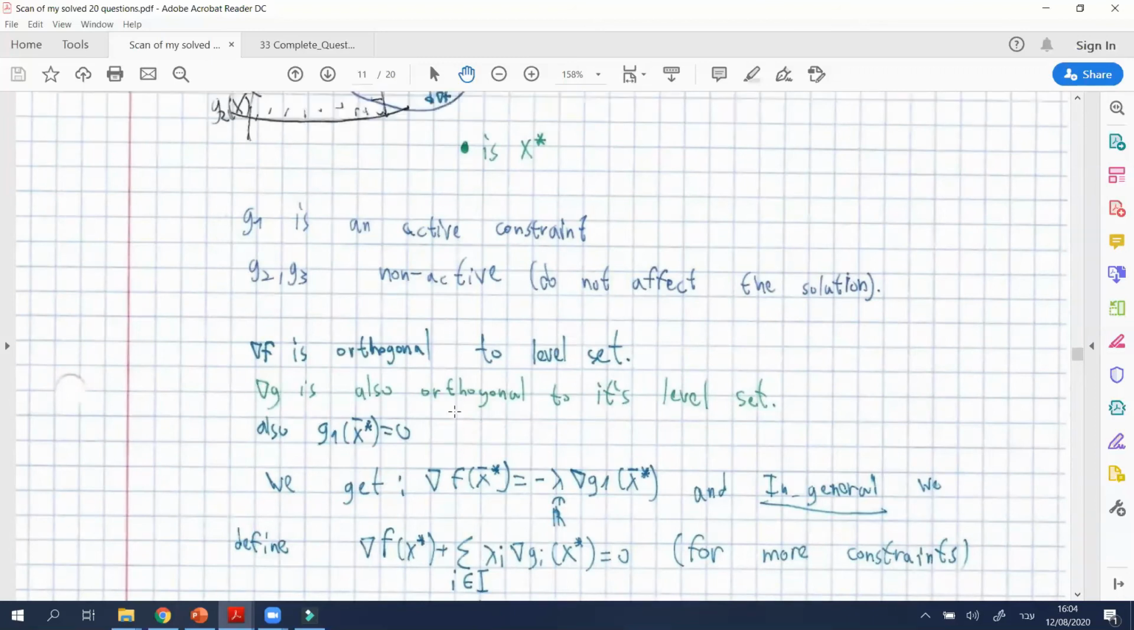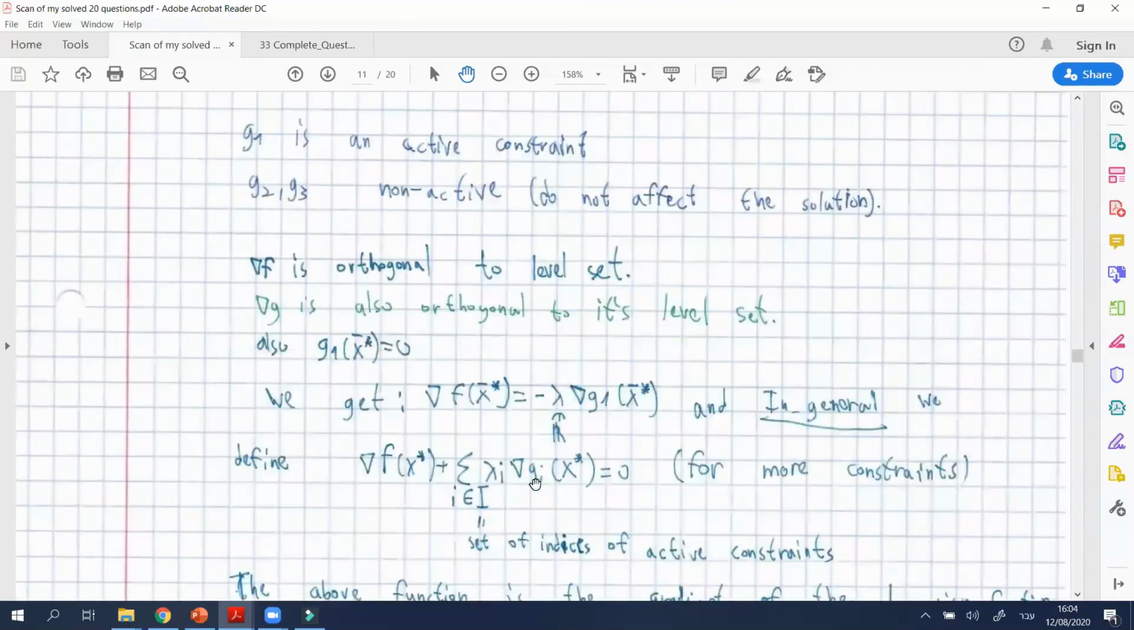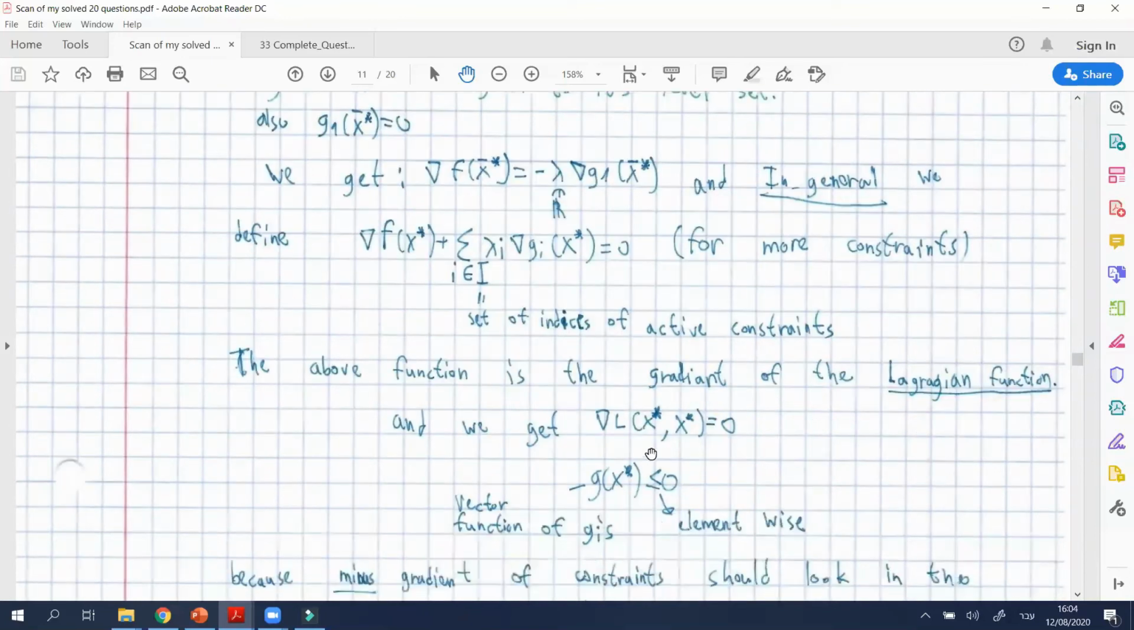So if we had drawn more constraints which are active, we would have gotten this. This could be drawn and understood pretty easily from the same logic. And this is the sum of all the constraint gradients multiplied by the Lagrangian scalars, lambda i, from the set of indices of the active constraints. So the above function is the gradient of the known Lagrangian function, and we would like for it to be equal to 0 to find the extremum points.